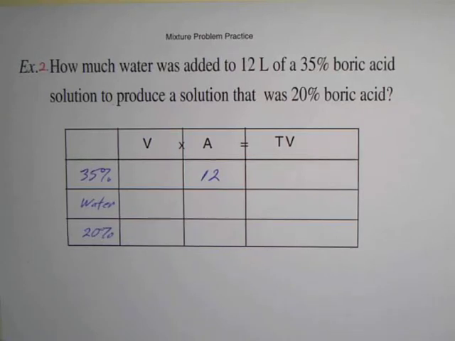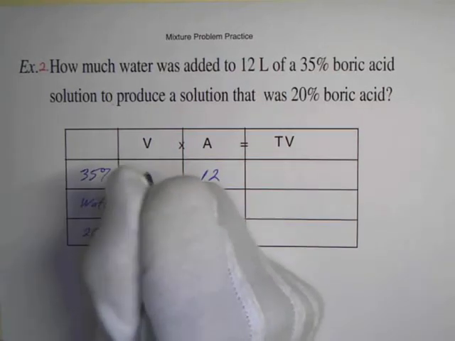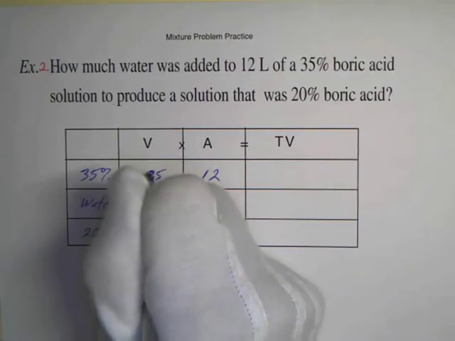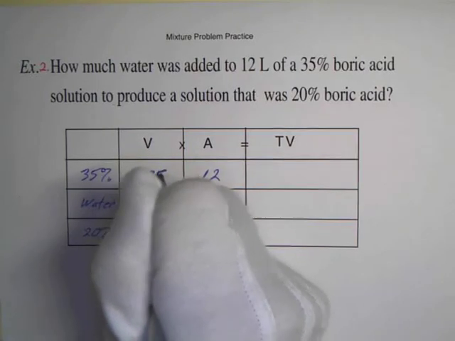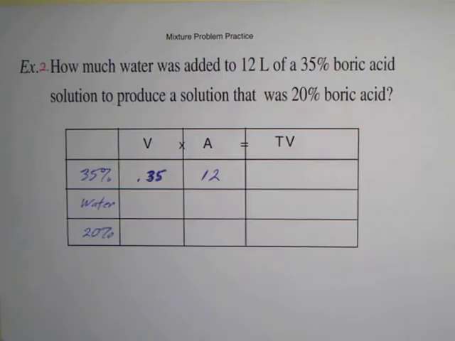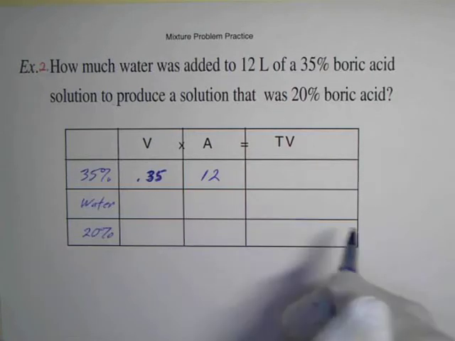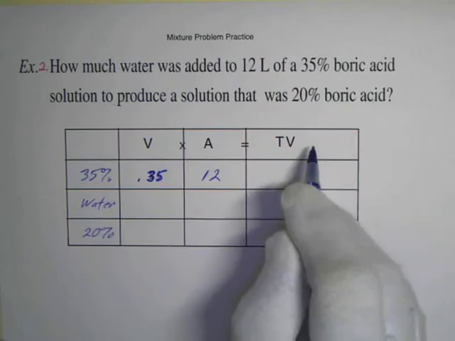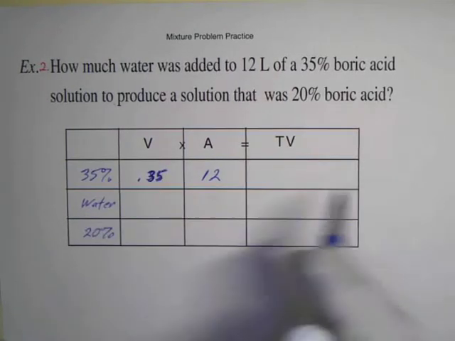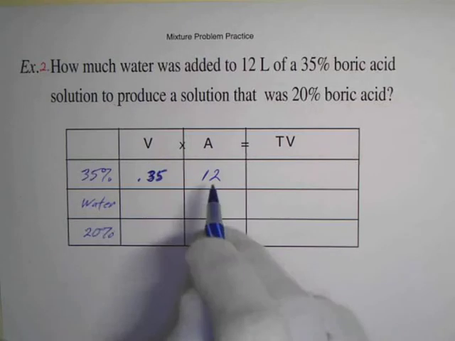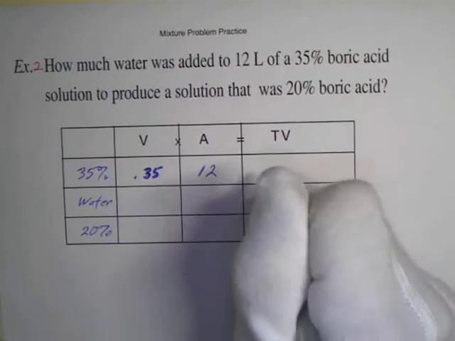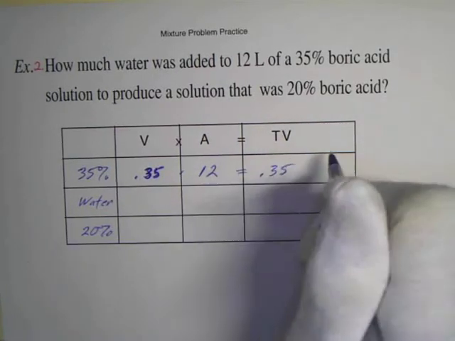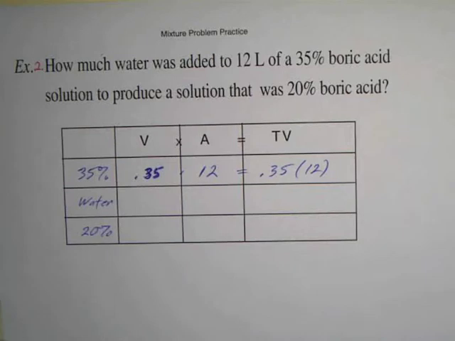Then we'll figure out our values. So the value of a 35% solution is 0.35. So 35% of the 12 is the boric acid. That's how much I've got. Now the water, there is no boric acid, so the way these tables work, remember value times amount equals total value. The value is the amount of boric acid we have in the solution. So we've got 35% of 12 liters. That's how much boric acid I have here. I can actually just multiply that across right now because they multiply across, or 35 hundredths times 12. That's how much boric acid I have.